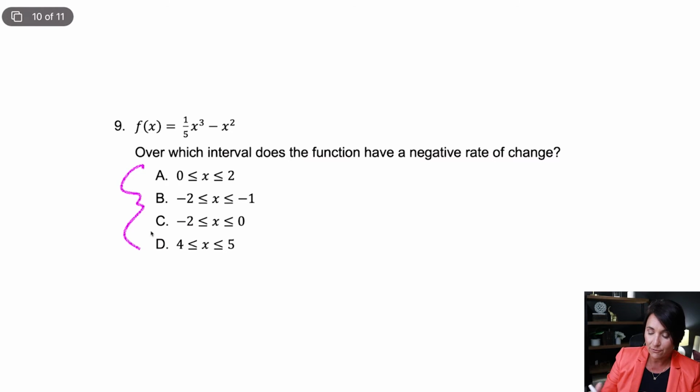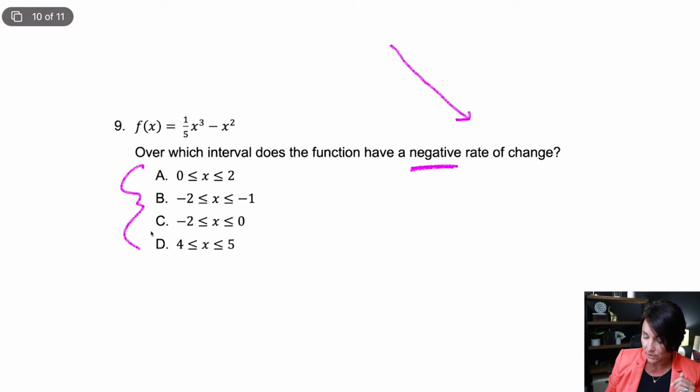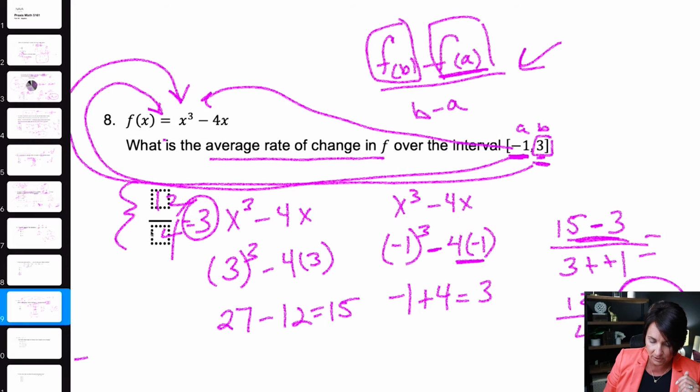All right, so when we say a negative rate of change, we're looking for a negative slope, right? It's going in the negative direction, down. If it said which one has a positive rate of change, the slope would be going up this way. But in this case, we're looking for a negative slope. And then you could go in and do what we did before here. Let's take a look at this.